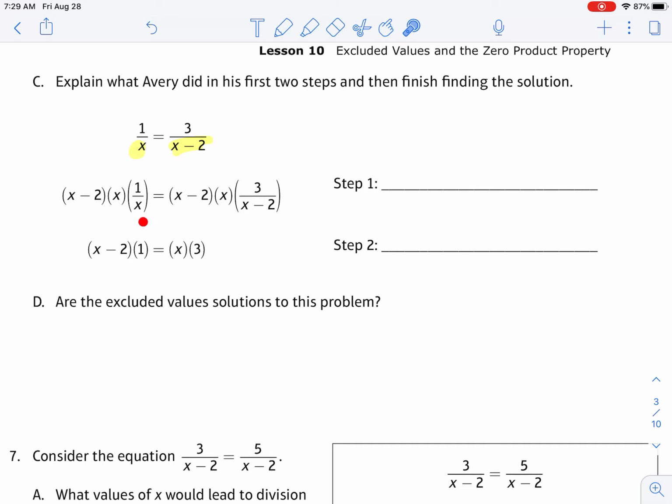So what we see happening is that there's an x on this side, and then there's an x minus 2. And then on the x minus 2 side, there is an x and then a 3 all over x minus 2.